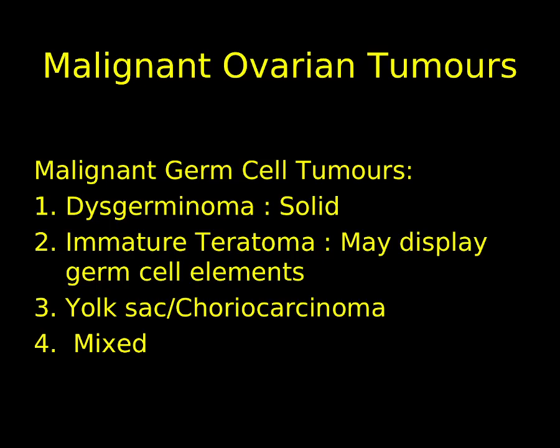CA125 is a rather non-specific tumour marker. It can be seen in many benign conditions throughout the pelvis, such as endometriosis, or even in pelvic inflammatory disease, or it can be seen in primary tumours elsewhere in the body. For example, a primary lung cancer may produce an elevated CA125, but nonetheless it does have some association with primary ovarian tumours, and it's frequently measured when primary ovarian malignancies are suspected, so it's just something that you might want to be aware of.